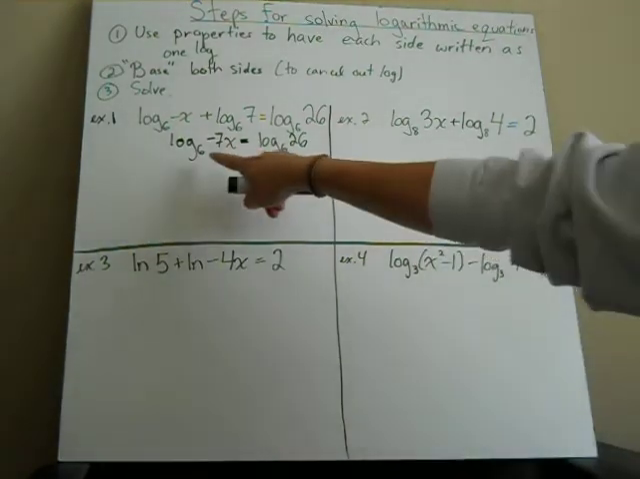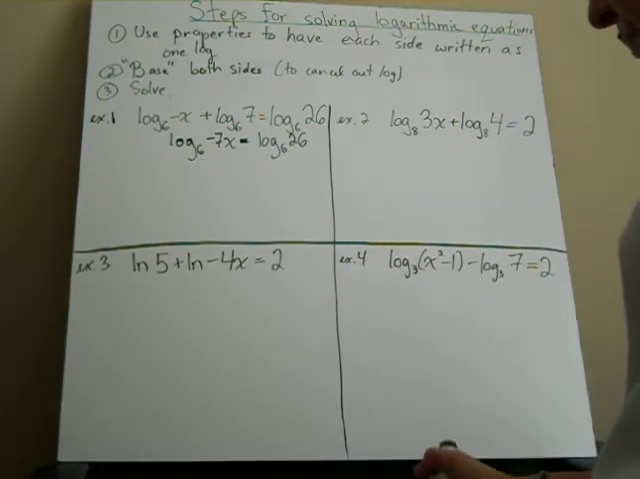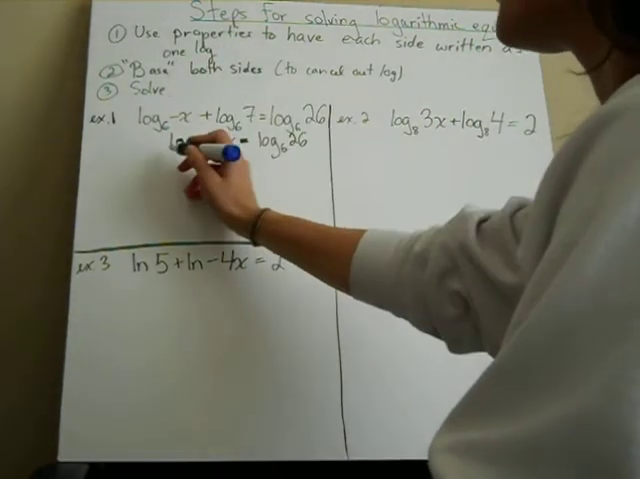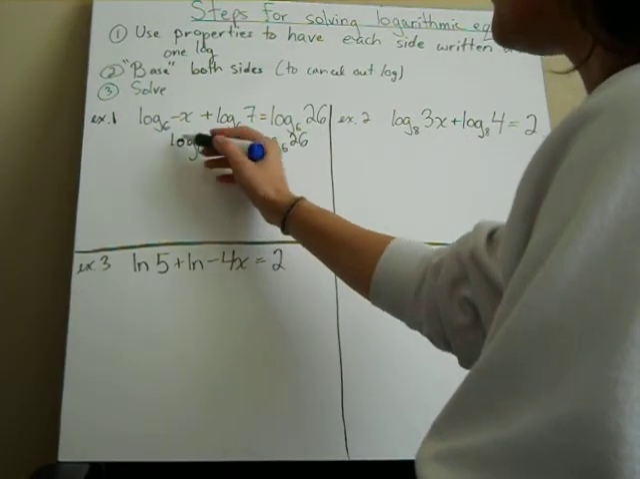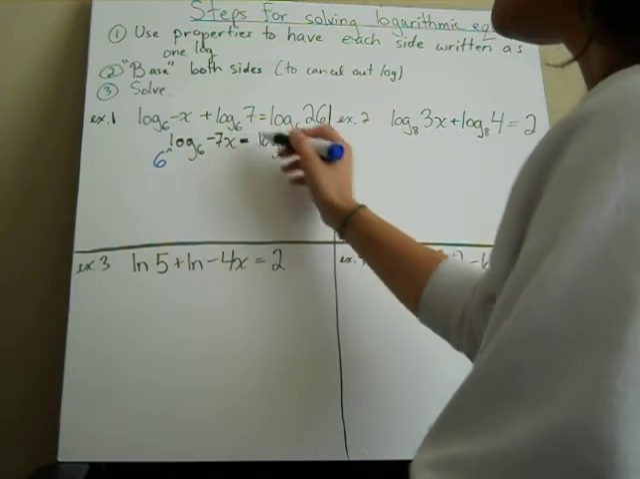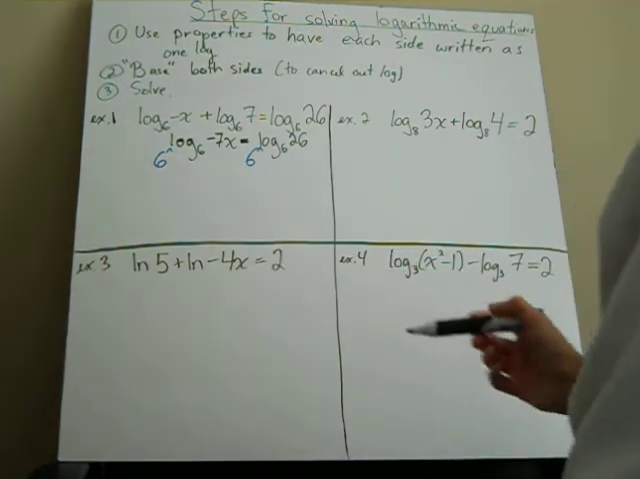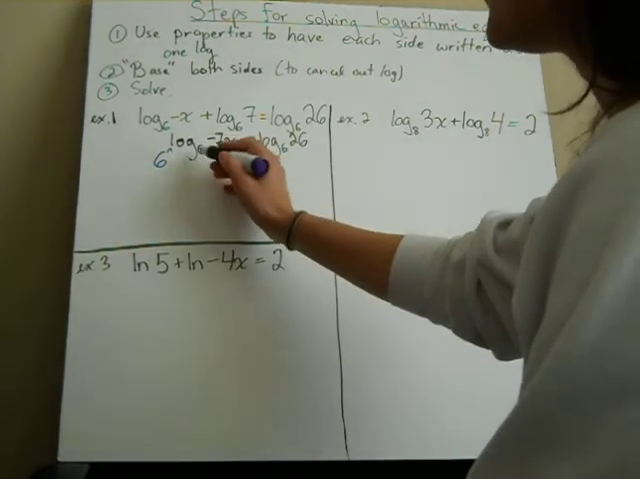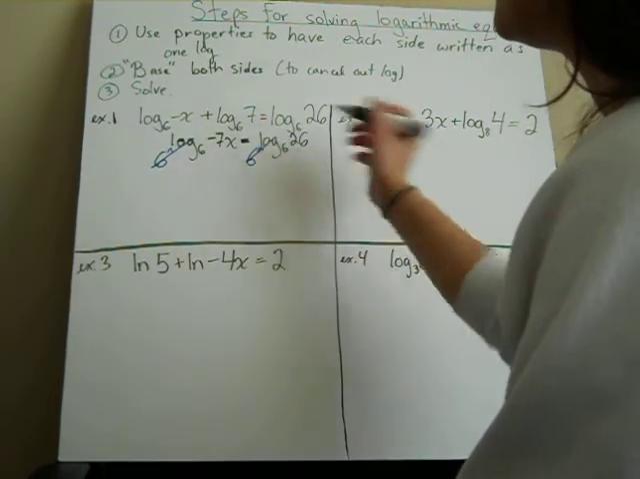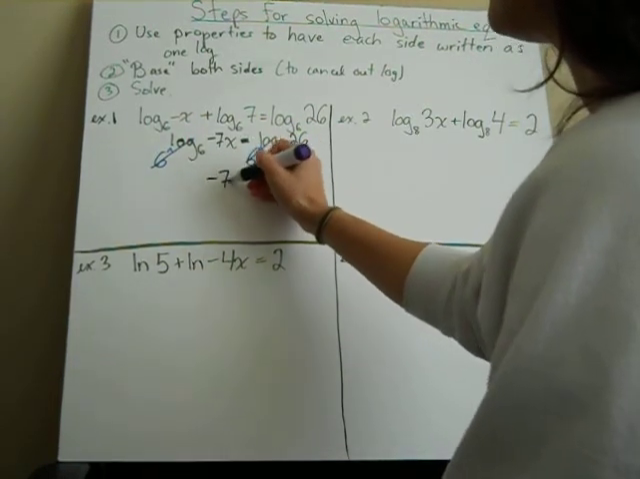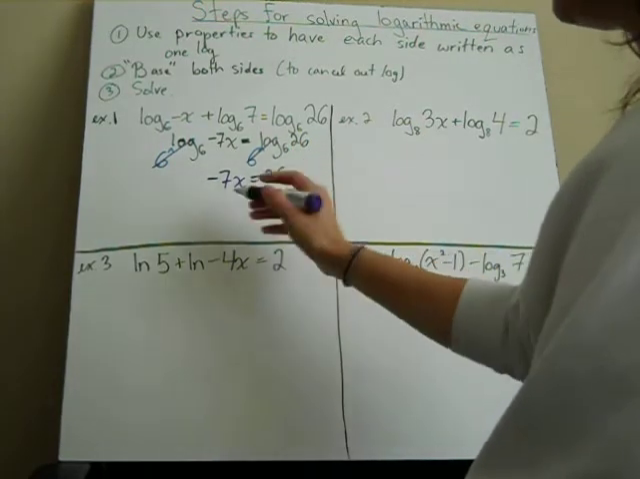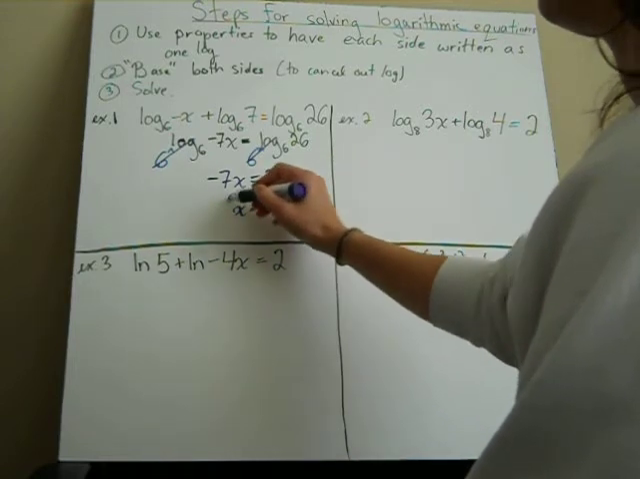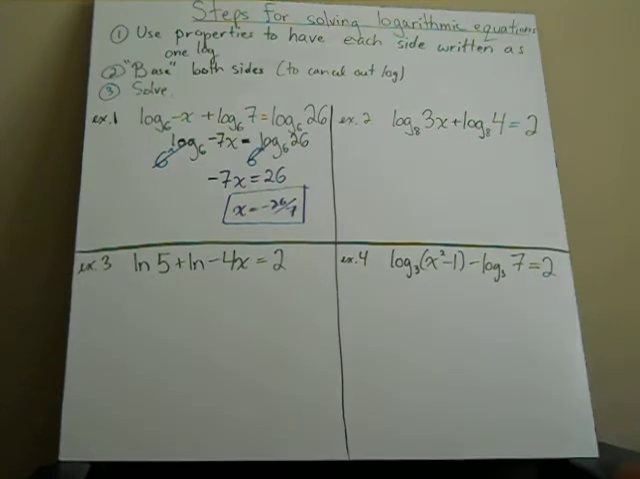Now that I have both sides written as 1 log, I'm going to base both sides. And what I mean by that is I'm going to use the base of the log, because the inverse of log base 6 is 6 to the something power. And so what that does is that cancels out the log base 6, so those go away. And so what we're left with is negative 7x is equal to 26. So divide by negative 7 and x is equal to negative 26 over 7. And that is your final answer.